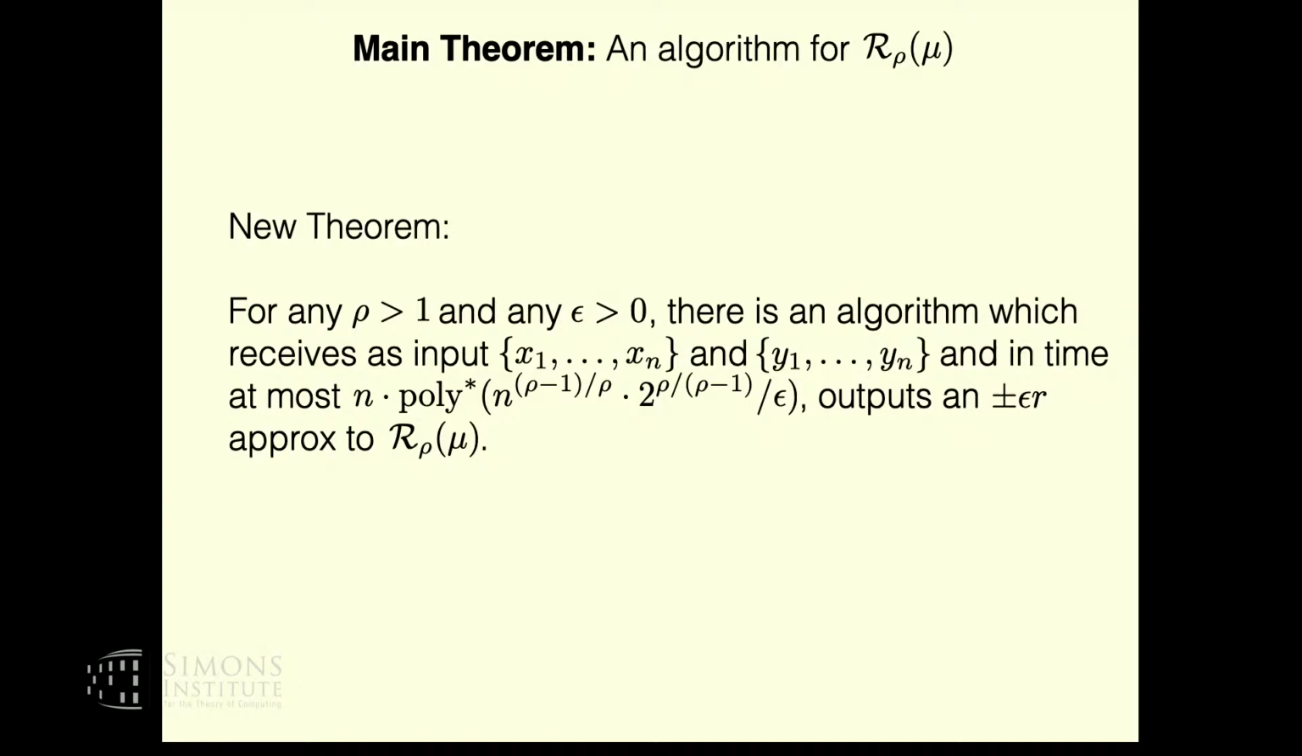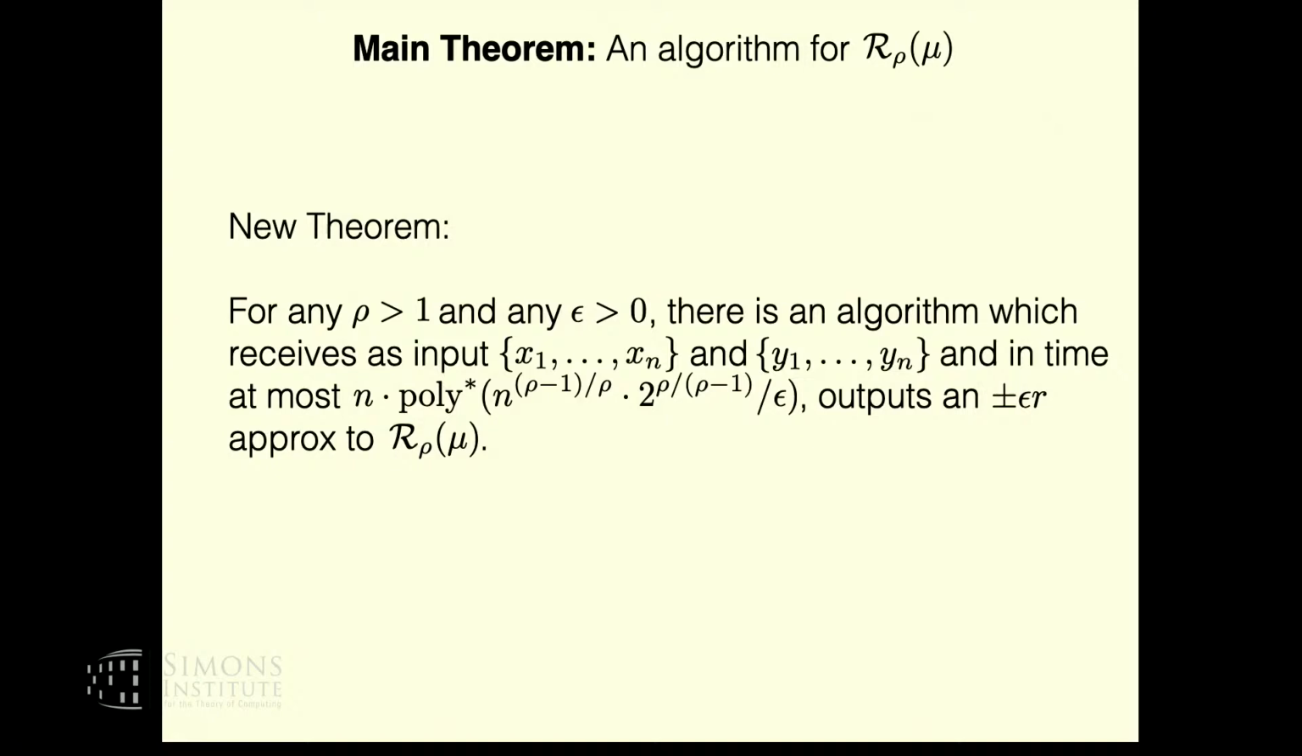Something that's going to depend exponentially on 1 over rho minus 1. So as rho goes to 1, this term is going to be the thing that blows up, divided by poly epsilon. So these are going to be the epsilon accuracy parameters. And it's going to output an additive epsilon r approximation. So all my vectors live in a ball of radius r.